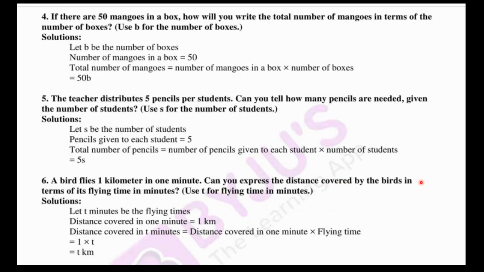A bird flies 1 kilometer in 1 minute. Can you express the distance covered by the bird in terms of flying time in minutes? As usual, let T be the flying time in minutes. Distance covered in 1 minute is 1 kilometer. Therefore, distance covered in flying time is equal to, you have to multiply both things, T into 1. T into 1 is T kilometers.